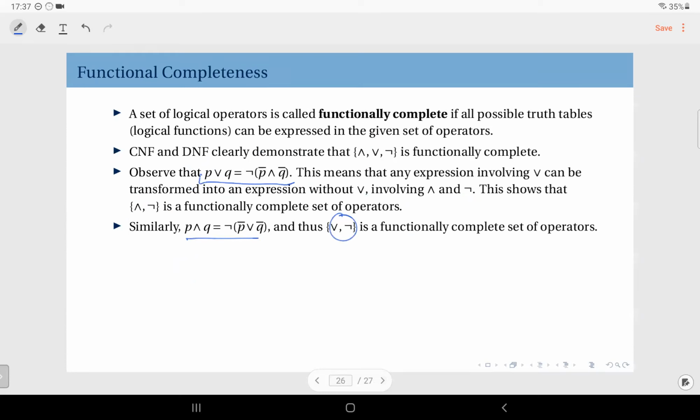Right. Now, at this point, I have functionally complete sets consisting of just two operations. Or and negation is sufficient. At the same time, and and negation is also sufficient. Can I go one step further? Is there a single operator such that using that single operator only, I can express all possible propositional functions? And the answer is actually yes.